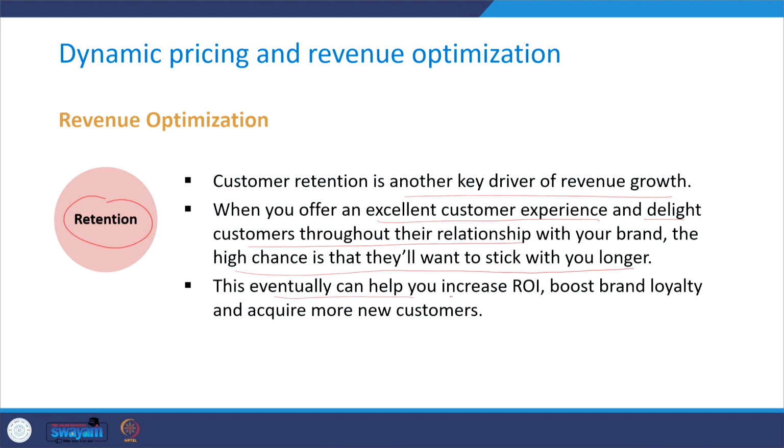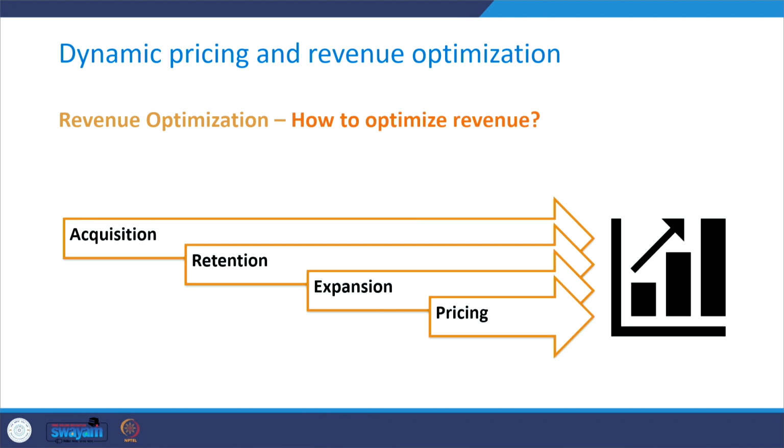This eventually can help you increase ROI, return on investment, boost your brand loyalty, and acquire more new customers. So, how to implement this revenue optimization? How to optimize the revenue for that matter for a particular service firm? So, there are four stages, right? Acquisition, retention, expansion, and then pricing.